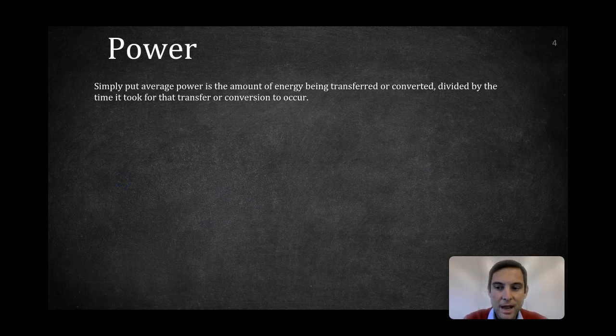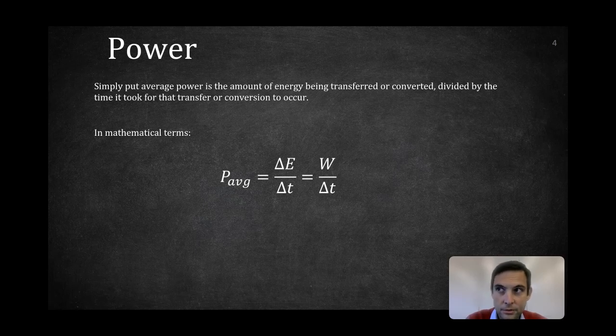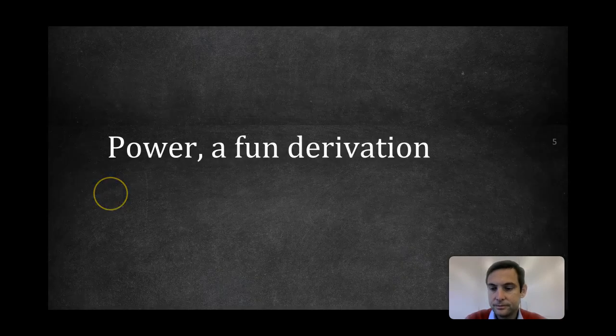Simply put, the average power is the amount of energy being transferred or converted divided by the time it took for that transfer or conversion to occur. In mathematical terms, our average power is our rate that energy is transformed from one type of energy to another, or into the system, or out of the system.